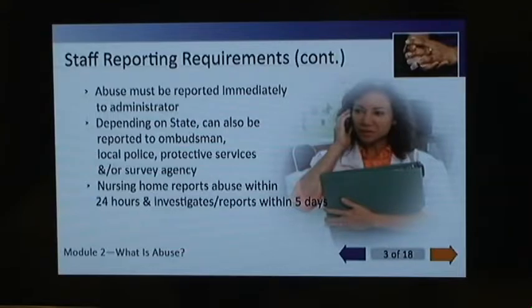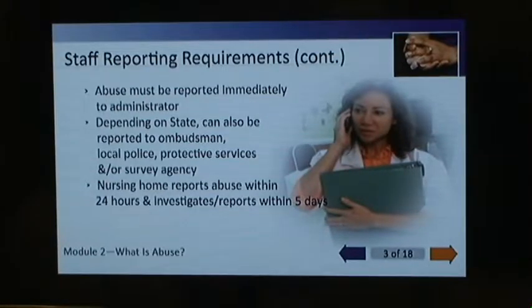According to this video, the nursing home reports abuse within 24 hours, investigates, and then sends a written report within 5 days. However, at the Jewish Home, we report immediately, as soon as possible, by phone to the Department of Health, the Ombudsman, and the police. Then the written report is filled out and the investigation started. The written report is generally faxed to the agencies within 24 to 48 hours.